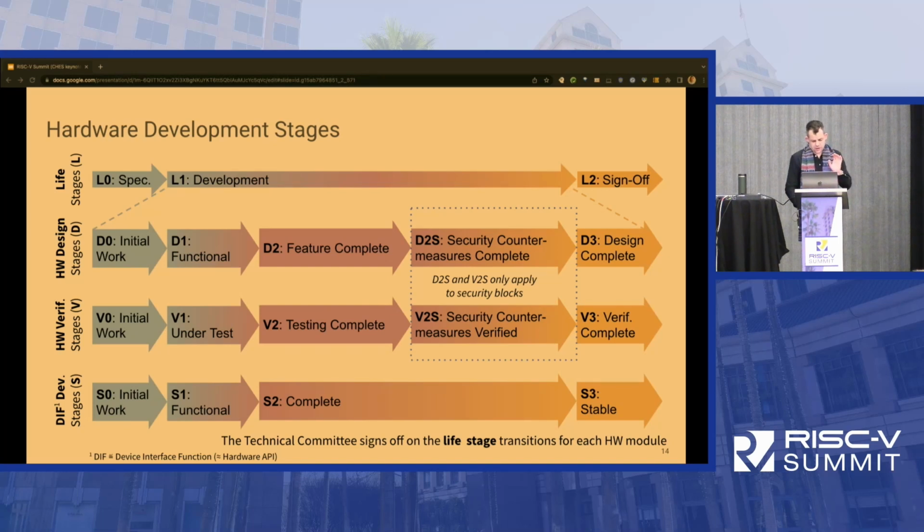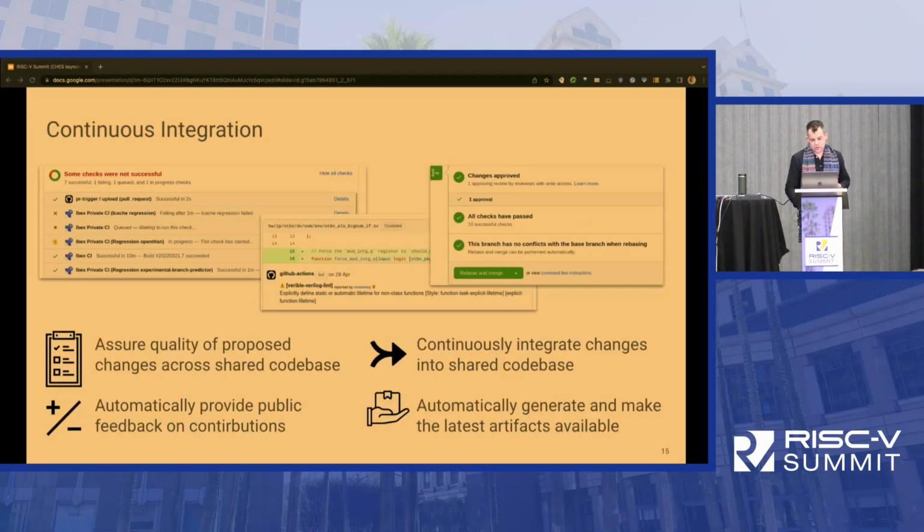And then after that, we have the continuous integration infrastructure. This is, again, one of the ways in which we keep code quality high.